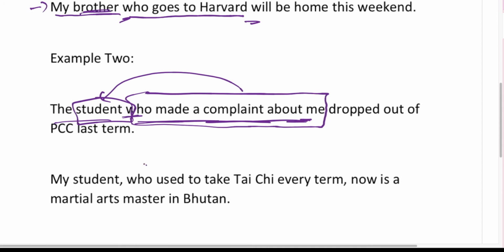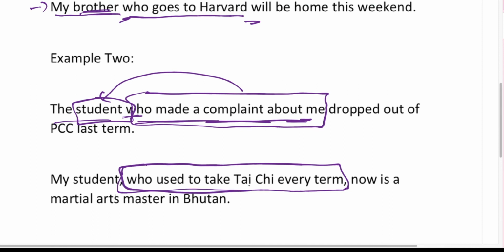This is the extra information one. My student, who used to take Tai Chi every term, now is a martial arts master in Bhutan. That would be fantastic if that were true. I don't know. I completely made this up though. I don't know anyone who lives in Bhutan. So this is just extra. It doesn't even need to be in there.